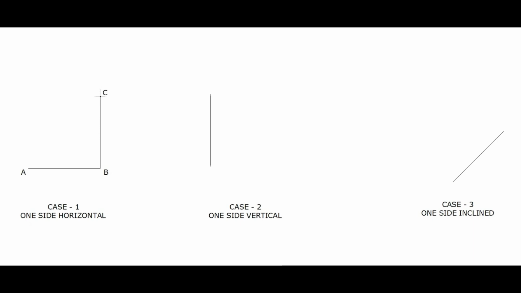Again with the same radius, cut arcs from both A and C. This intersection of arcs is D. Join C and D, which is the third side of the square, and join A and D also. This is the fourth side of the square.